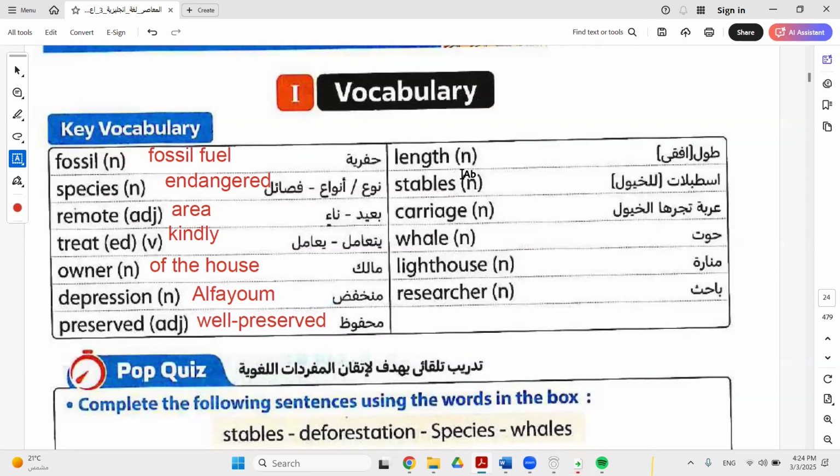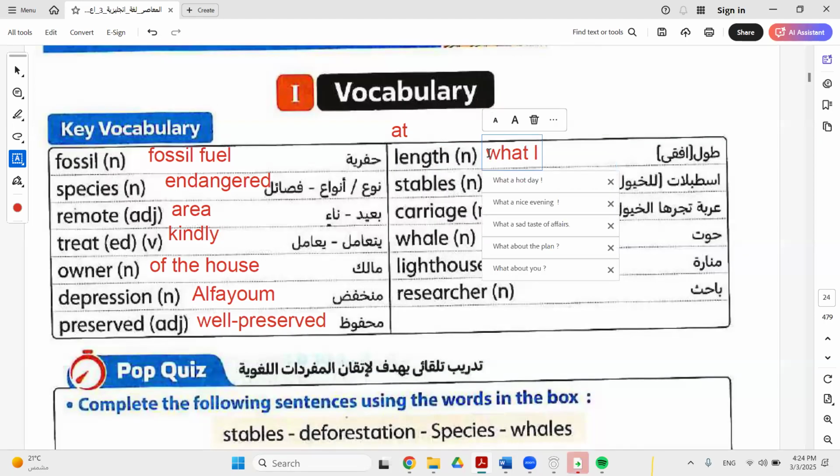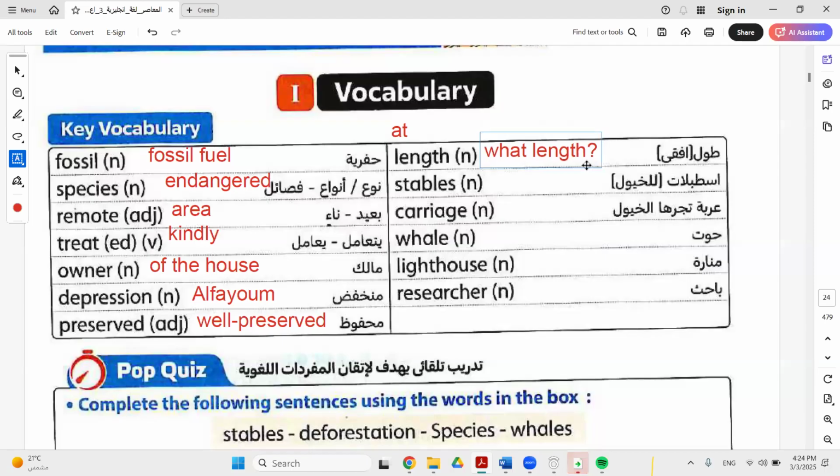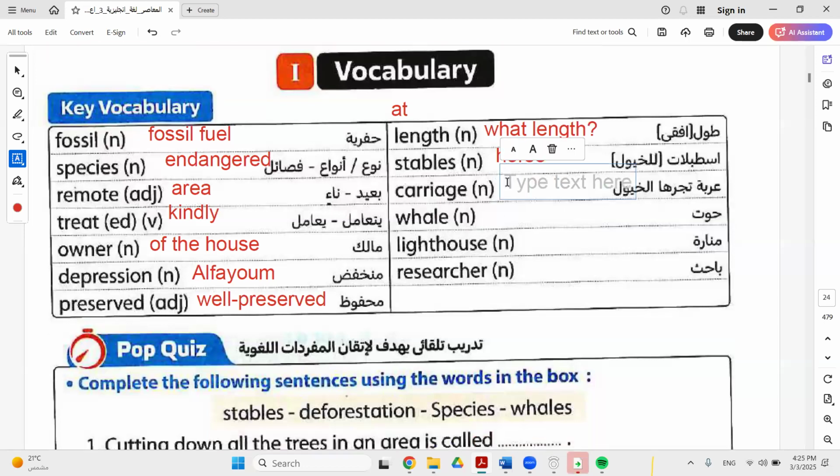Length, right? We have length. For example, at length. معناها بالطول أو بالتفصيل يعني. What length is your shoes? Not length. Length. Stables. Horse stables. Carriage. We usually say horse carriage too. Whale. For example, the white whale. الحوت الأبيض أو the blue whale is the largest animal. بس في غسالة اسمها white whale.